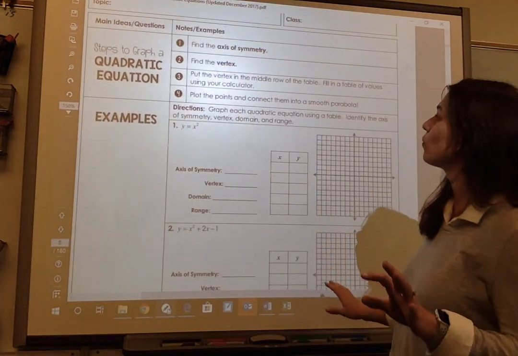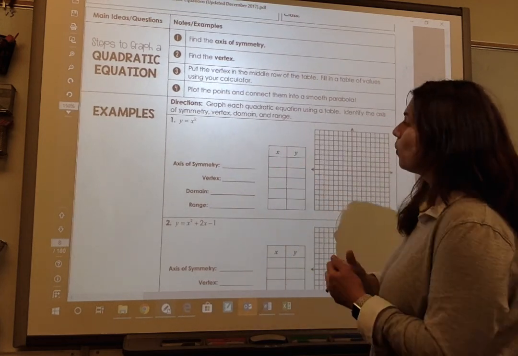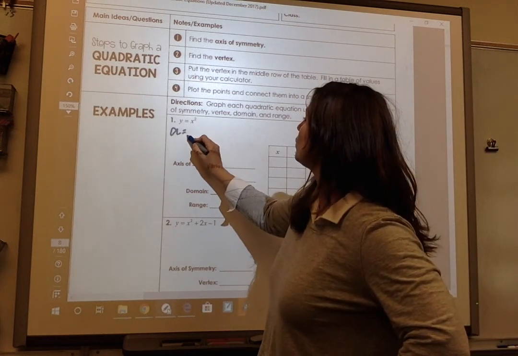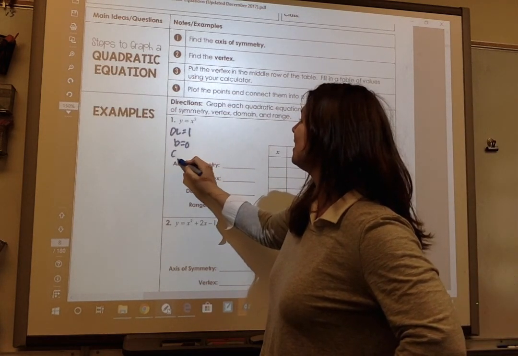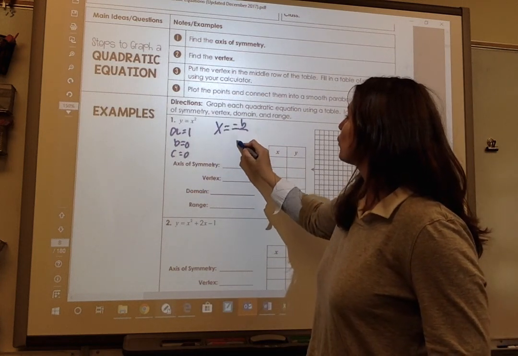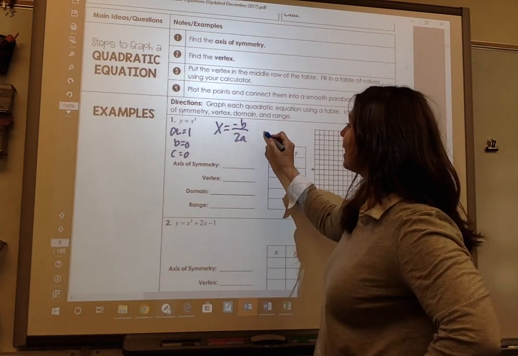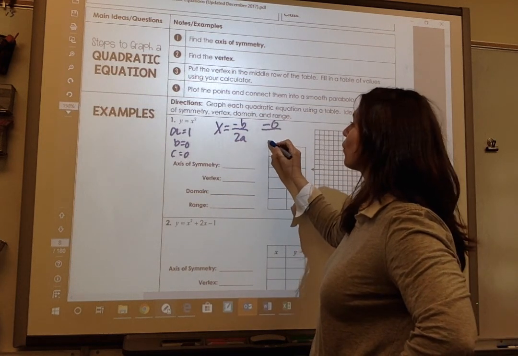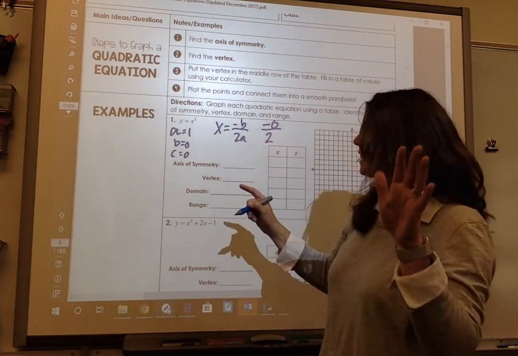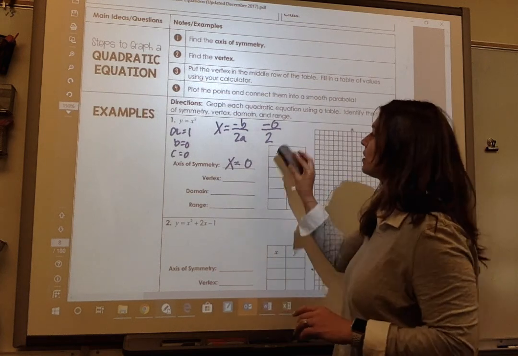We're not going to use a graphing calculator, we're just going to do a little bit by hand. So on number 1, my first step, I still find that axis of symmetry. So a equals 1, b is 0, and c is 0. So x equals negative b over 2a is my formula to find the axis of symmetry. So I get negative 0 over 2. And does it matter? 0 divided by anything is 0. So my axis of symmetry is x equals 0.